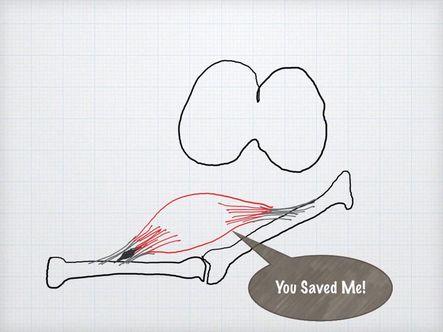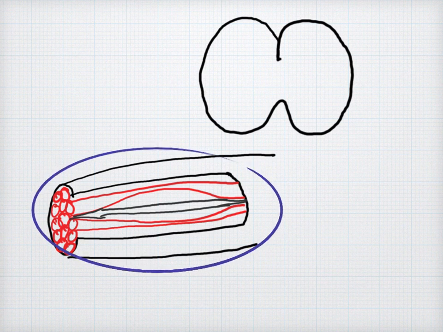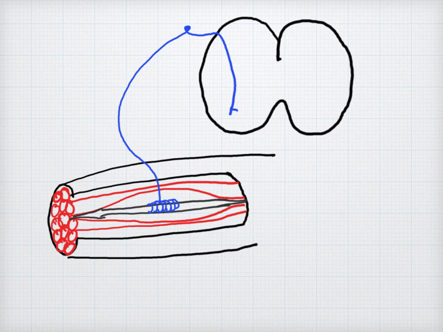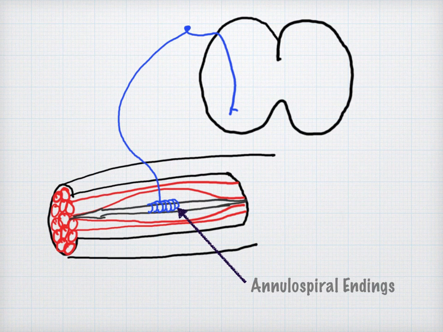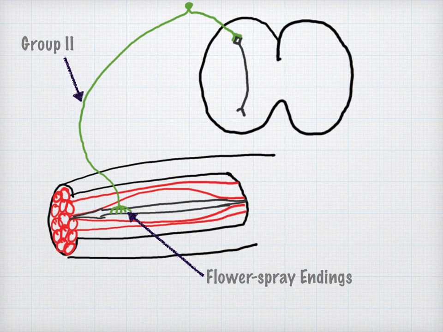prevent muscle injury. The remaining monitoring systems are proprioceptive and located within the intrafusal muscle fiber spindles. One system consists of annulospiral endings, which send proprioceptive information, specifically length and rate of change in length, to the spinal cord via group 1A afferent fibers. The second system consists of flower spray endings, which send proprioceptive information, specifically stretch and absolute length, to the spinal cord via group 2 afferent fibers.